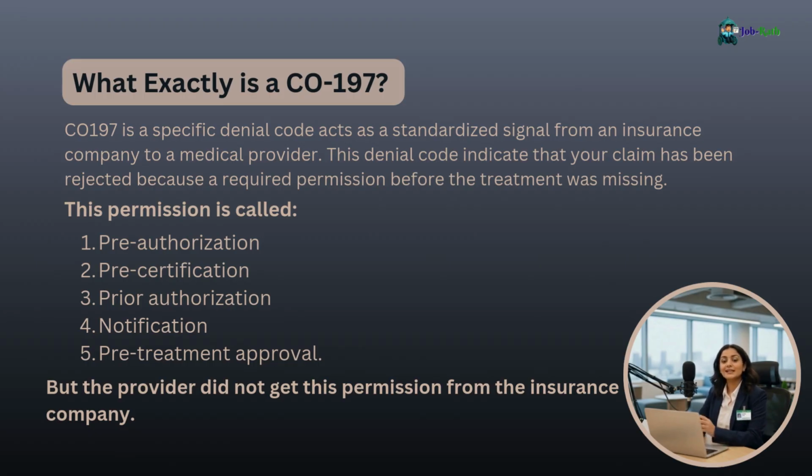CO-197 is a specific denial code that acts as a standardized signal from an insurance company to a medical provider. This denial code indicates that your claim has been rejected because a required permission before the treatment was missing. This permission is called pre-authorization, pre-certification, prior authorization, notification, or pre-treatment approval, but the provider did not get this permission from the insurance company, or the provider did not show proof of the permission or prior authorization.